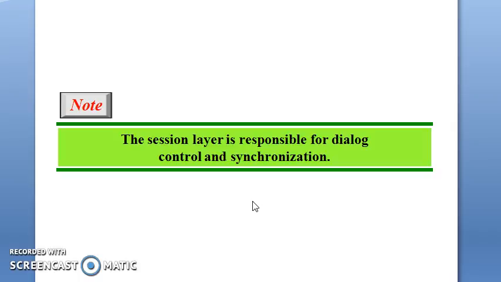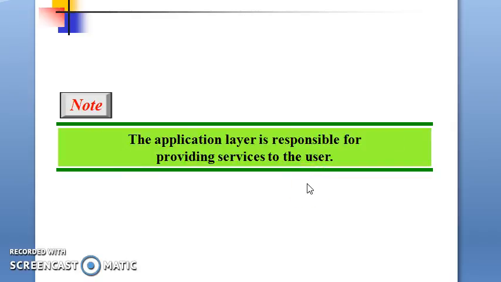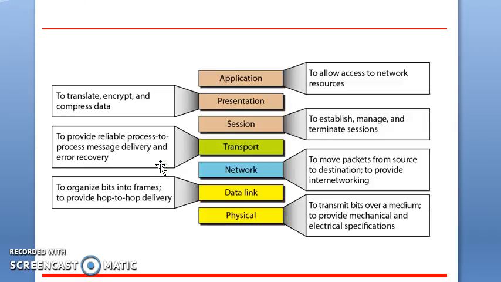After the transport layer, there is the session layer. The session layer is responsible for dialog control and synchronization, to maintain a proper session between the two computers. After the session layer, there is the presentation layer, which is responsible for translation, compression, and encryption of the data. After the presentation layer, the last layer is the application layer, which is responsible for providing the services to the user. Hence, we completed the brief introduction of all the layers.